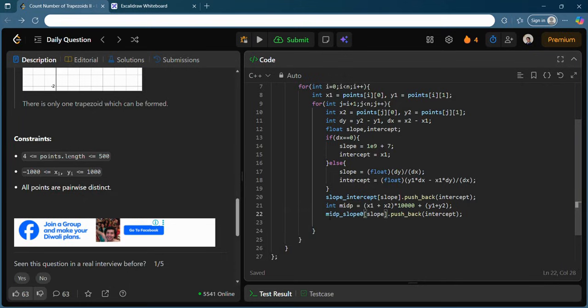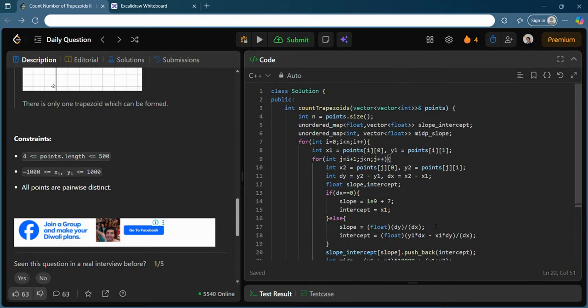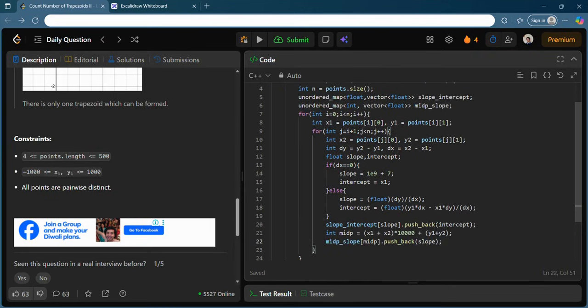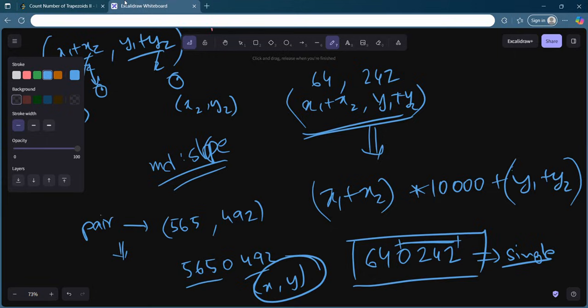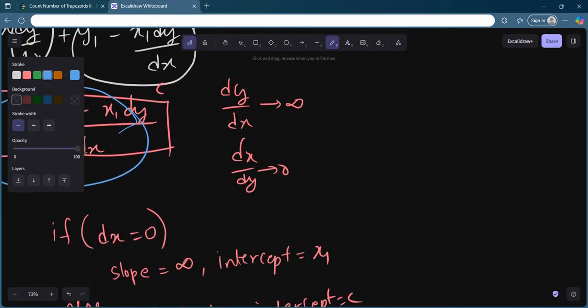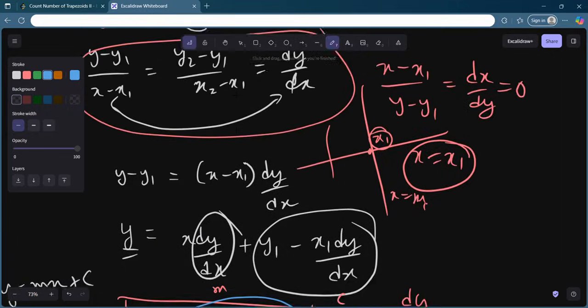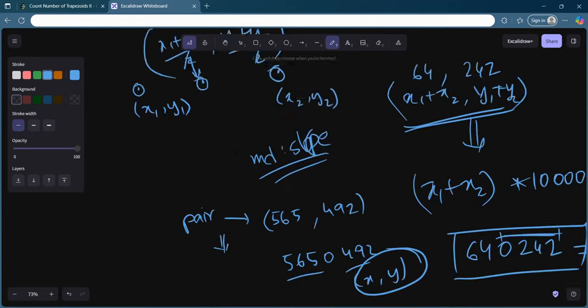Midpoint slope is the map which stores this midpoint with you. It stores this midpoint and pushes back every slope, so it is a vector of slopes. I hope it is not difficult at all, and you understood this very easily. Now you have created these two maps, and now the work is very simple with you.